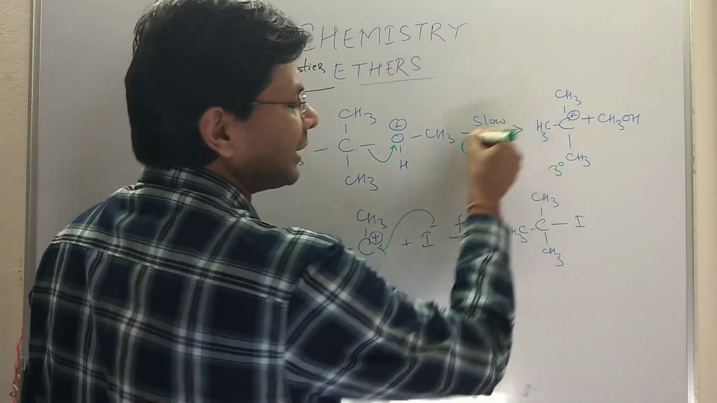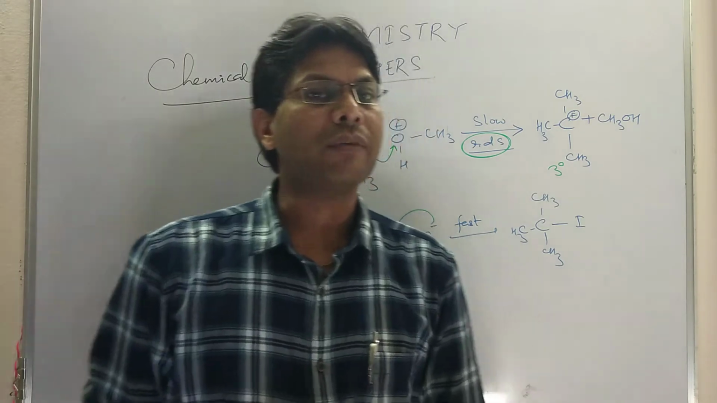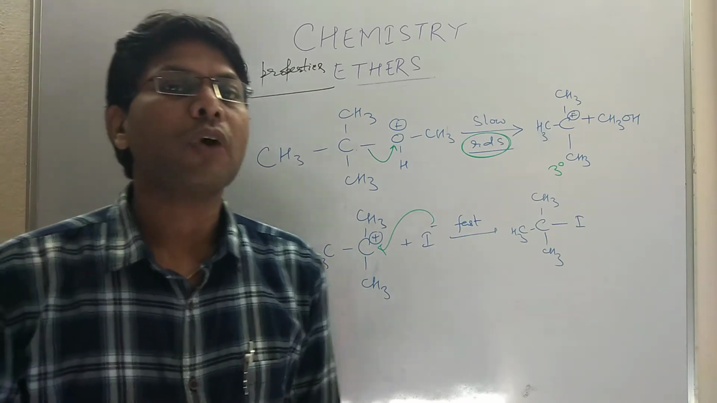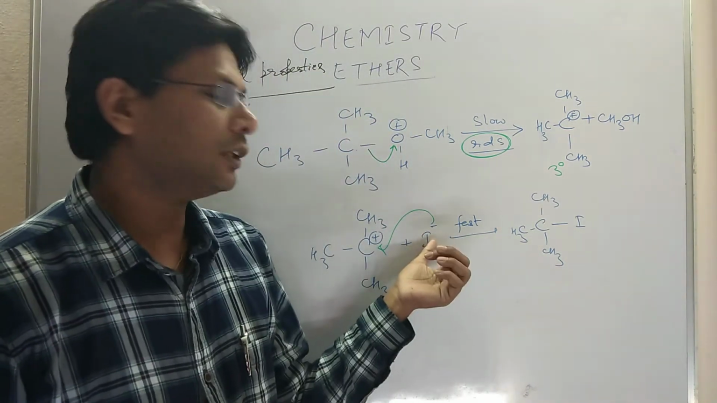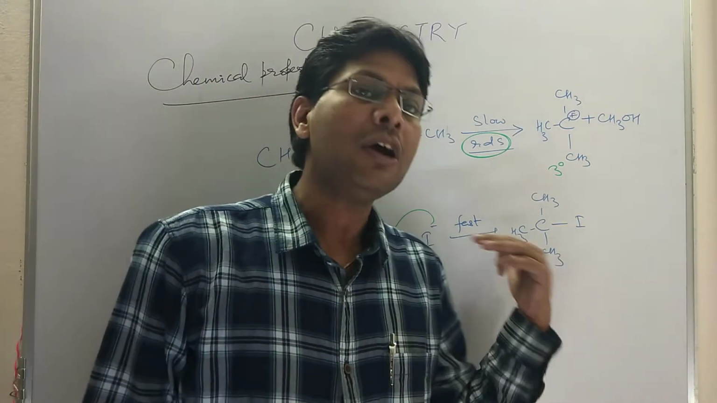RDS here means rate determining step. The slowest step is called the rate determining step, which you have read in chemical kinetics. So the formation of the carbocation in the SN1 reaction is the rate determining step, and then the nucleophile can easily attack the carbocation to form the substituted product, which is a fast step.